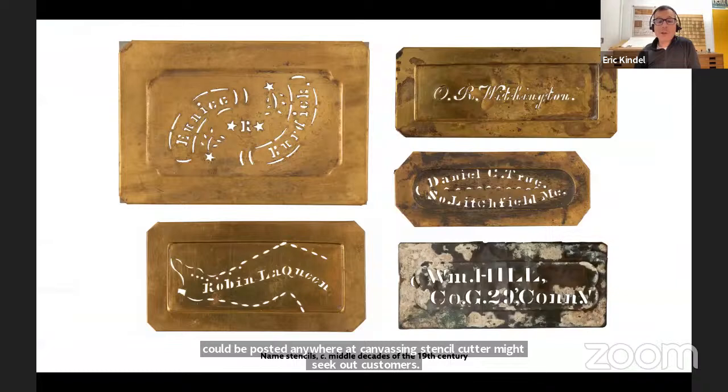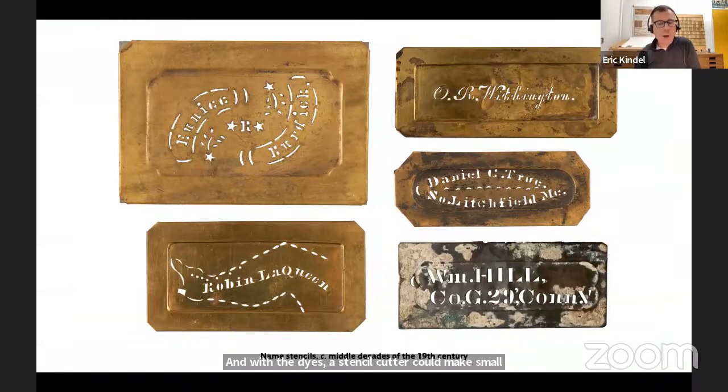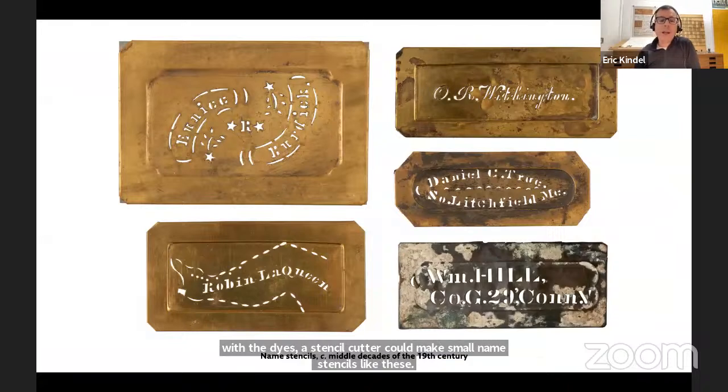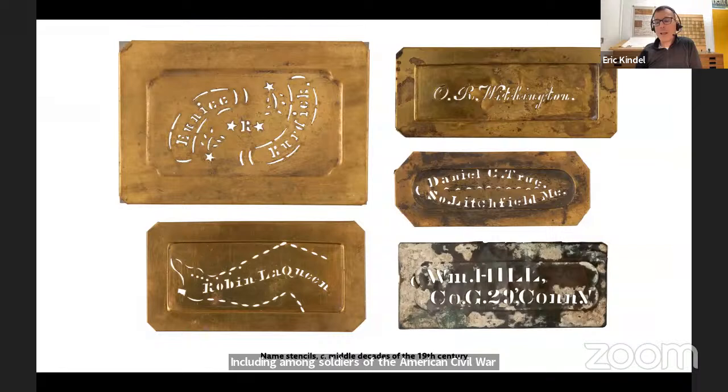And with the dies, a stencil cutter could make small name stencils like these, which were quite popular for 2 or 3 decades, including among soldiers of the American Civil War. And here, again, in contrast to British examples, the frame around which the stencil is folded is behind the plate.